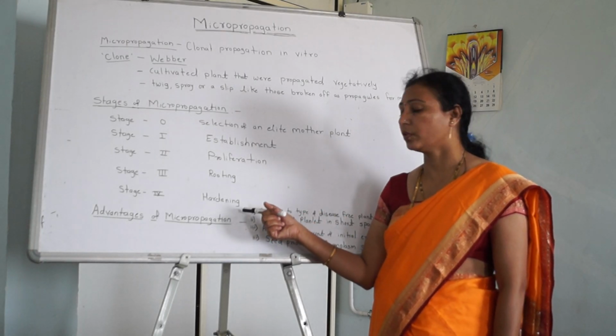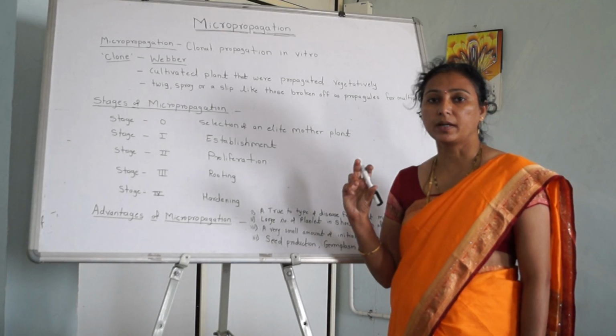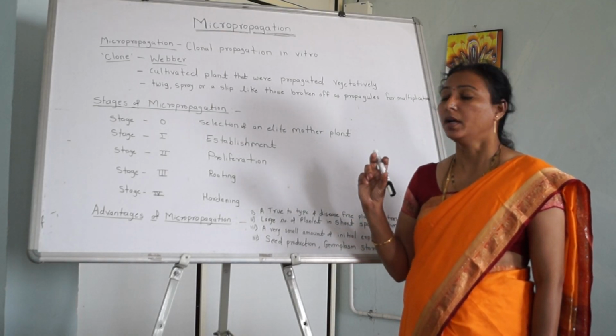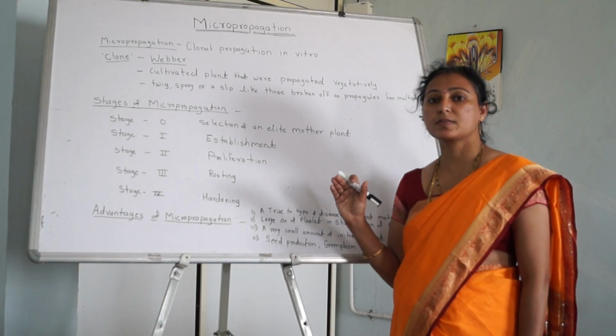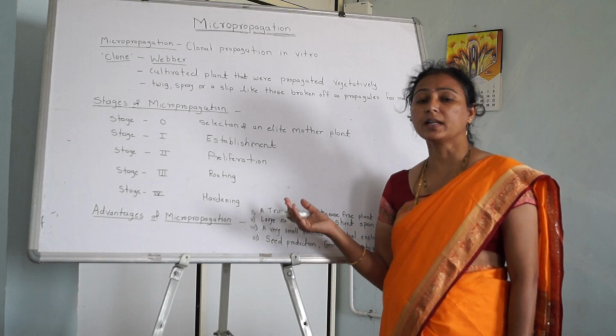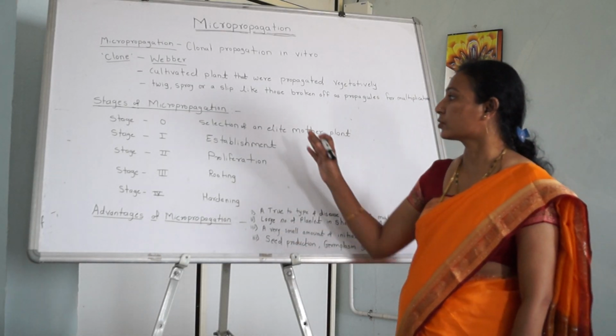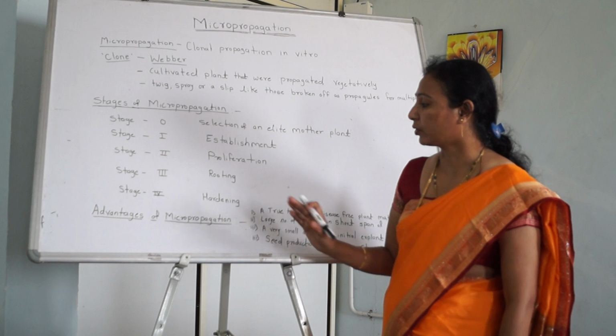And in stage 4, that is the hardening stage, the entire plantlet which is formed, with shoot and root, is transferred into the automated greenhouse for acclimatization to the natural condition. So that is stage 4. So these are the five stages of micropropagation.